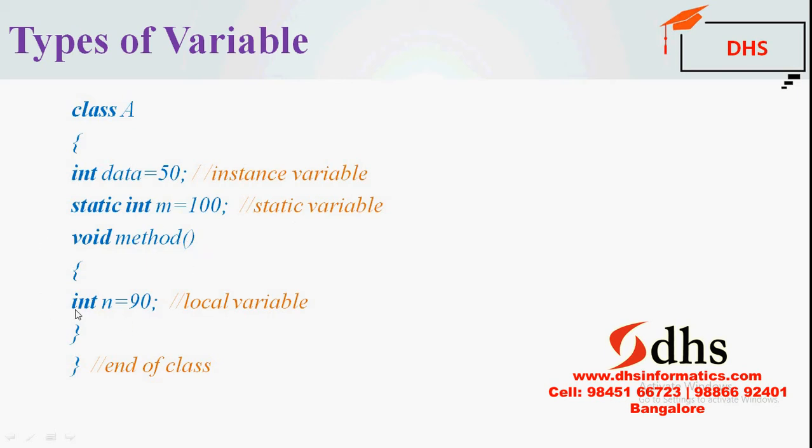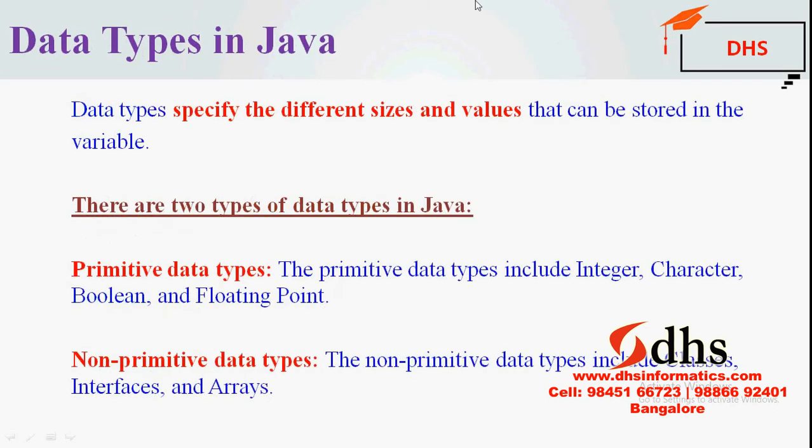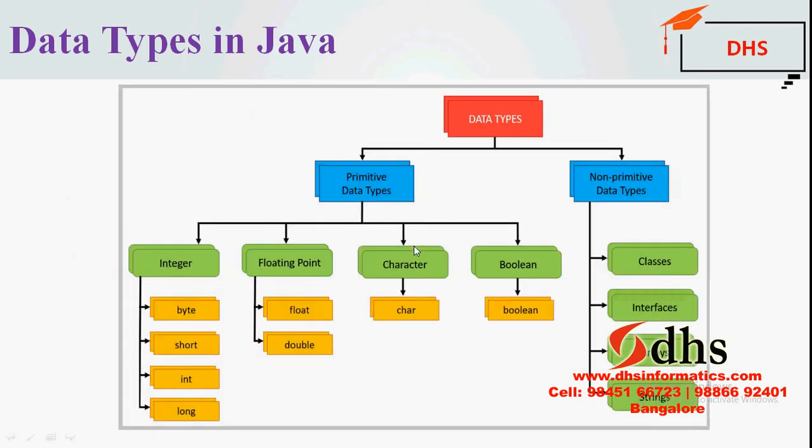Next we have data types. Data types is nothing but it specifies the different sizes and values that can be stored in the variable. There are two types of data types in Java: primitive and non-primitive. Primitive data types are integer, floating point, character, boolean. Non-primitives are classes, interfaces, arrays, strings.